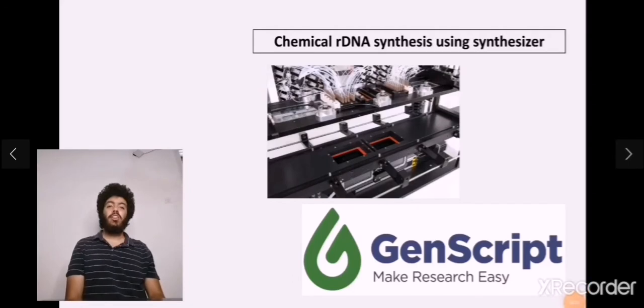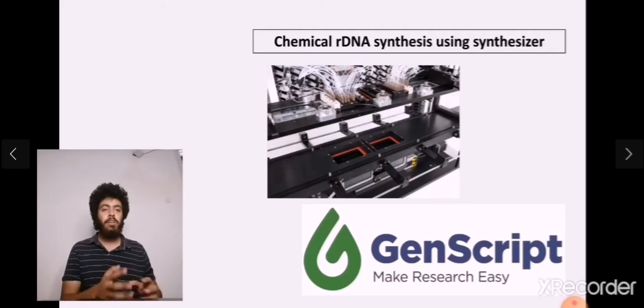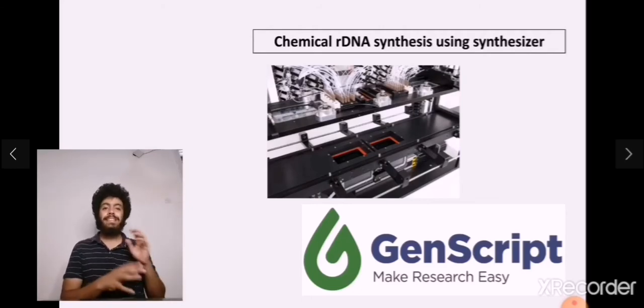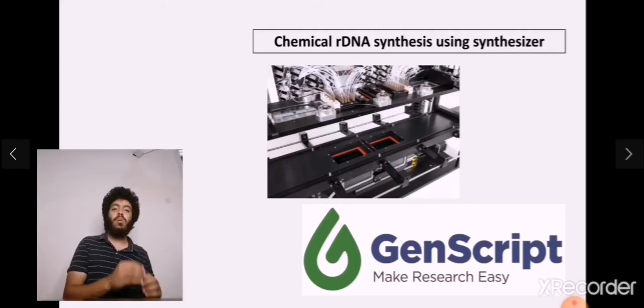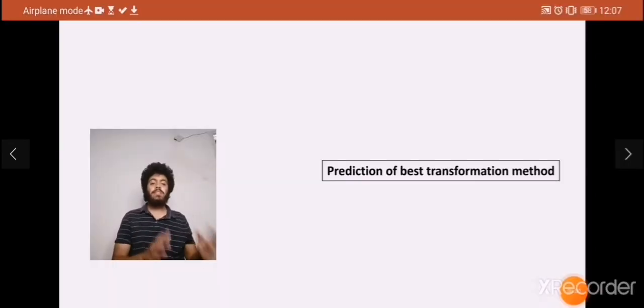After creating the recombinant DNA sequence with the target gene in it, an order is made with GenScript to synthesize the whole sequence using a synthesizer for 0.19 per base, which might sound like a lot of money for the whole sequence, but it will probably be less than what you would pay with the restriction enzymes method due to the large number of errors. The next step is prediction of the best method of transformation.